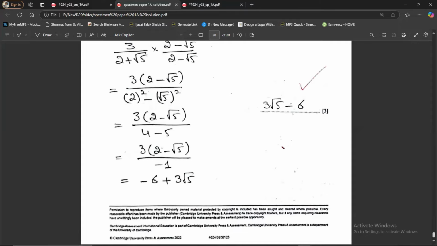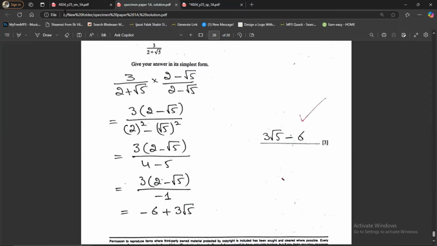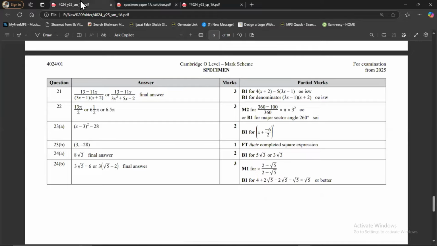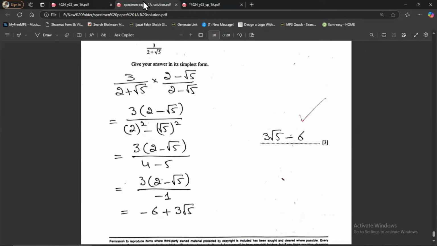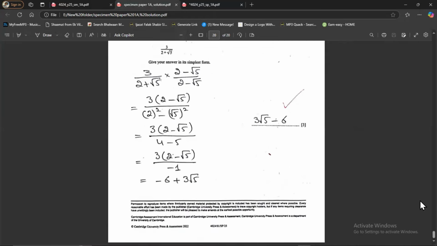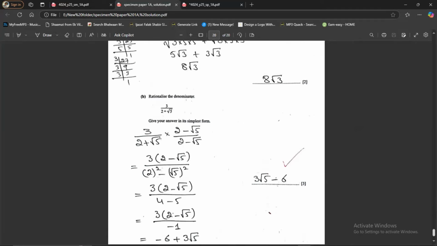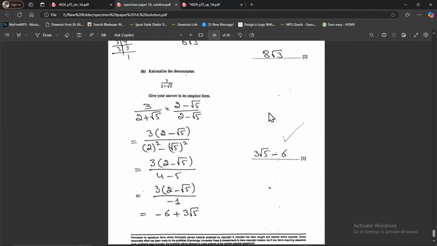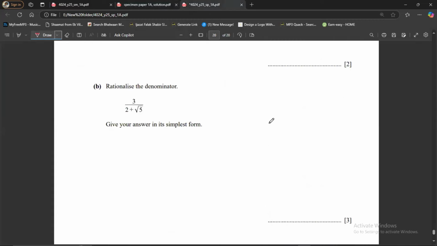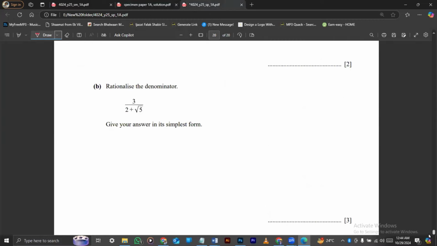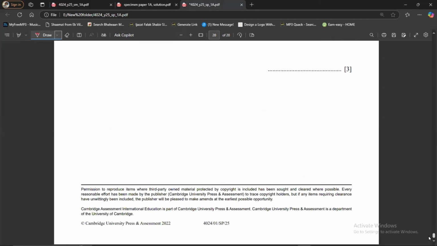So let me show you the whole thing. This is how you rationalize it. 3 under root 5 minus 6 is the right answer, sir. I hope you understand this. This is the new concept added into the syllabus. Its name is Surds. Please ask your teachers to give you more and more practice on this. And by this question, we have reached the end of this paper.